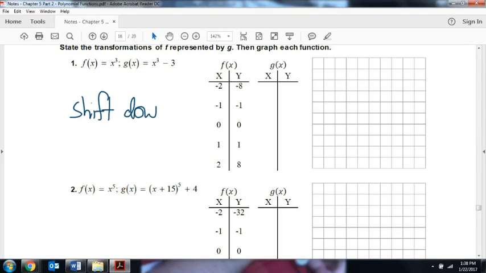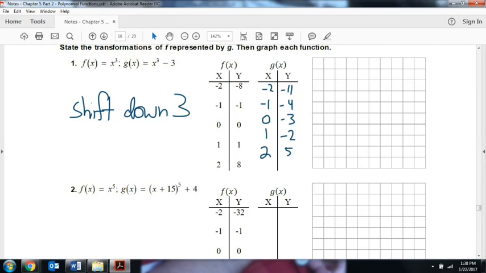Down 3. So I need to subtract 3 from all my y values. My x values stay the same: -2, -1, 0, 1, 2. And I subtract 3 from all my y's. So -8 minus 3 is -11. -1 minus 3 is -4. 0 minus 3 is -3. 1 minus 3 is -2, and 8 minus 3 is 5.